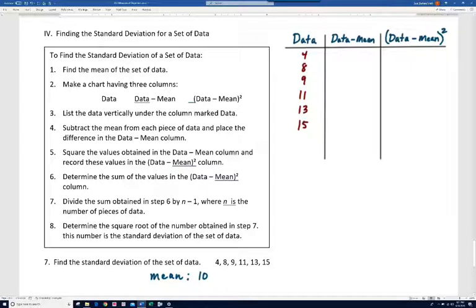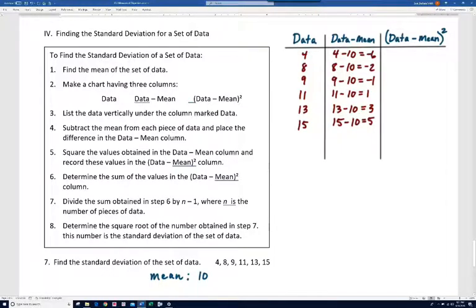So let's see, for 4, we're going to take 4 and subtract our mean, which is 10, and we get negative 6. This is what we were just doing a slide or two ago. So here it'll be 8 minus 10, we get negative 2. 9 minus 10, we get negative 1. 11 minus 10, we get 1. 13 minus 10, we get 3. And 15 minus 10, we get 5.